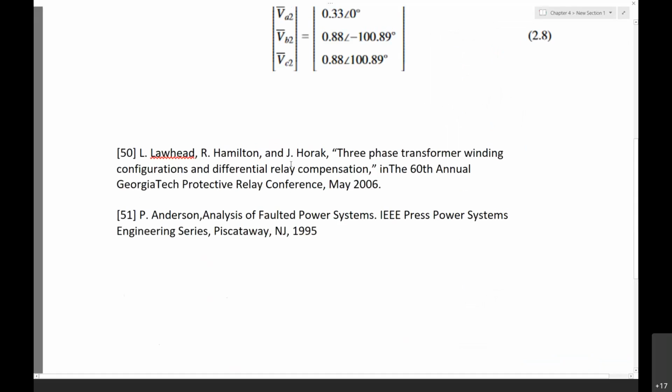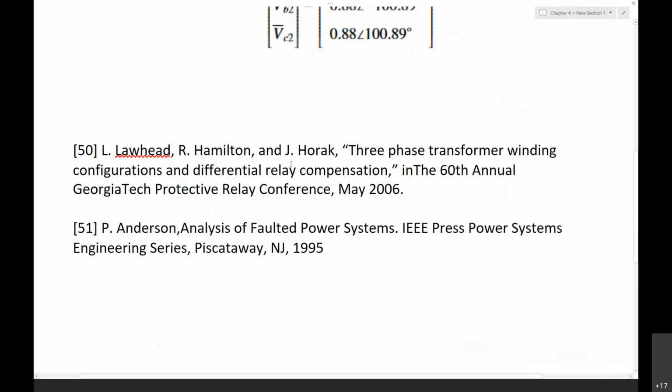This particular paper, this is the 50th paper, right? You can note the title: three-phase transformer winding configuration and different relay compensations. You can understand how they make a Dy1 or Dy2 or Dy3 kind of transformer with the winding connections. You can get much more clarity when you refer to this paper.